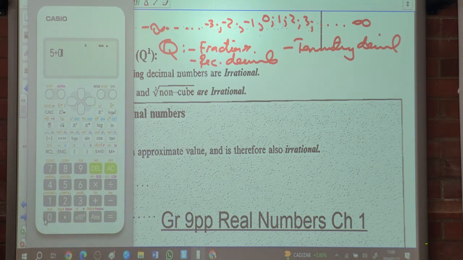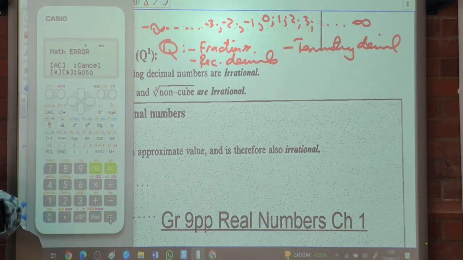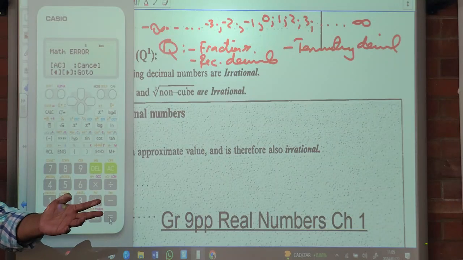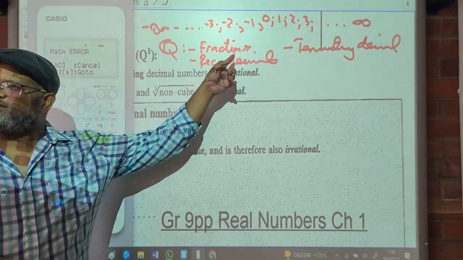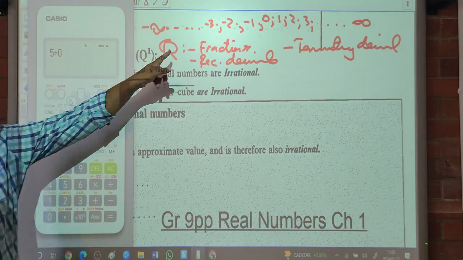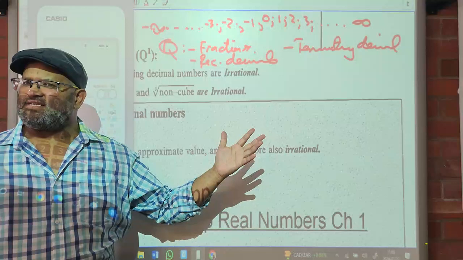Let's check. 5 divided by 0. Error. It's an error, not so? So, error means to say it is impossible to divide 5 by 0. Not so? So, is that rational? Because it's written as a fraction. Is that rational? No. So, the answer is non-existent.